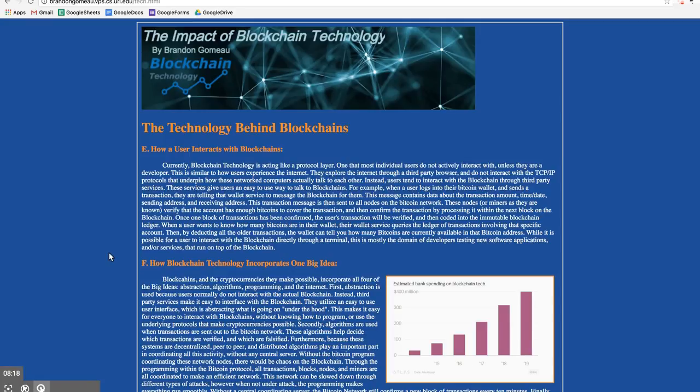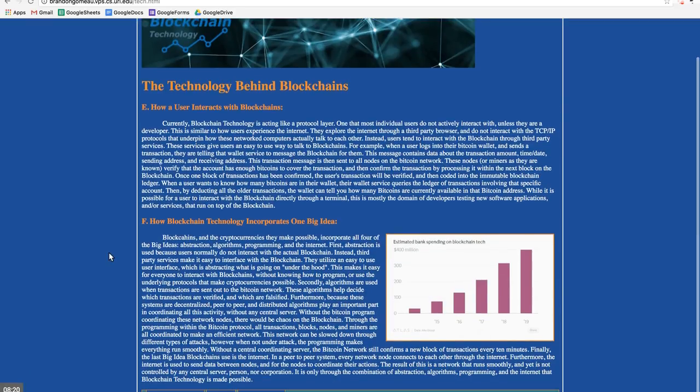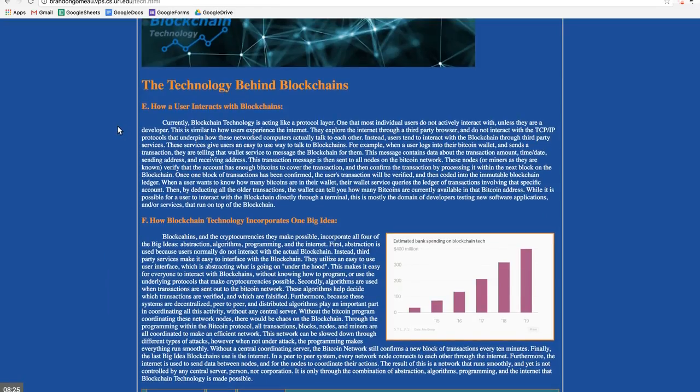First up, we have how a user interacts with the blockchain. A user actually interacts indirectly with a blockchain through third-party services. This is a lot like the internet of today, where there's a protocol layer of TCP/IP for the internet, and people actually use a third-party browser to browse the internet and interface with that. For example, for Bitcoin, when someone logs into their Bitcoin wallet and sends a transaction, they're actually telling that wallet service to message the blockchain for them.